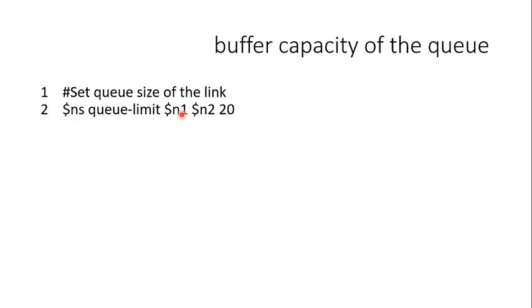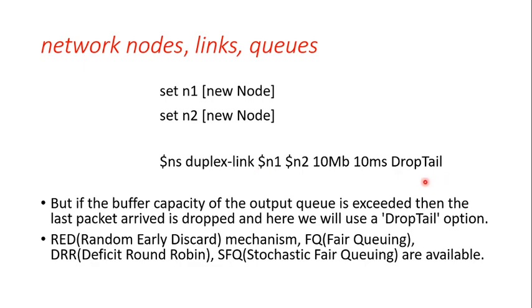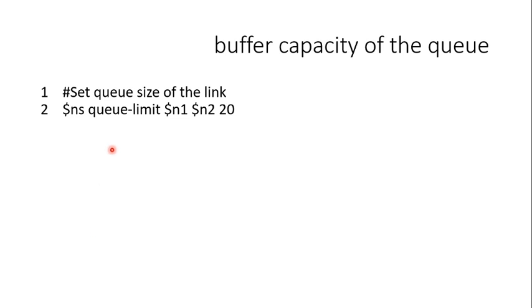We also set the queue handling mechanism, but here we are setting the maximum limit of that queue. Because in the previous slide we said that once the queue size is exceeded, the last packets are dropped. But what is the size of the queue or the buffer? That is initialized with this command, queue limit, and here we are setting the value as 20. So this is the maximum number of packets that the queue can hold. It is 20 packets only.